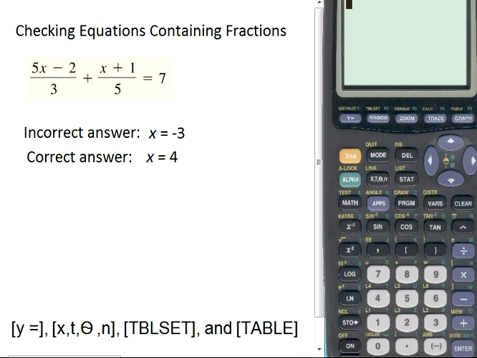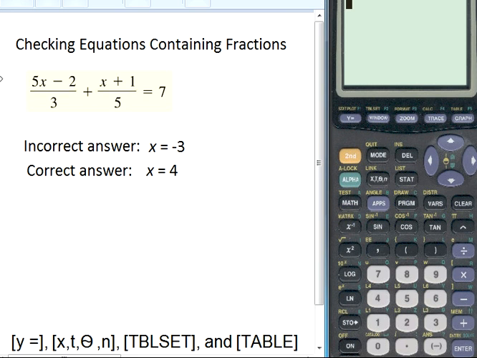Let's look at checking an equation that contains several fractions. The first thing we need to do when we have an equation with fractions in it is look at the numerator and denominator and see if either of those have something going on in them that is going to require parentheses. And this problem certainly does.